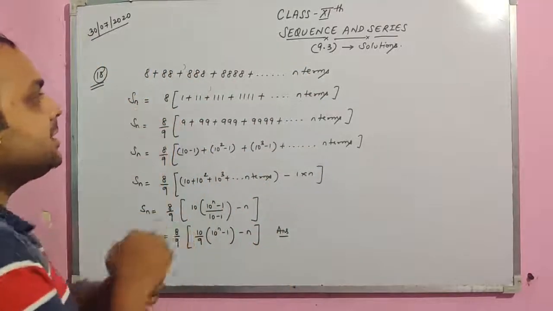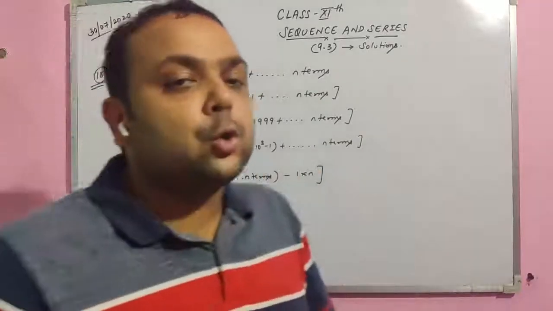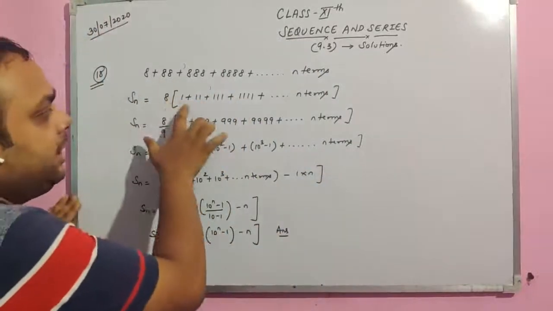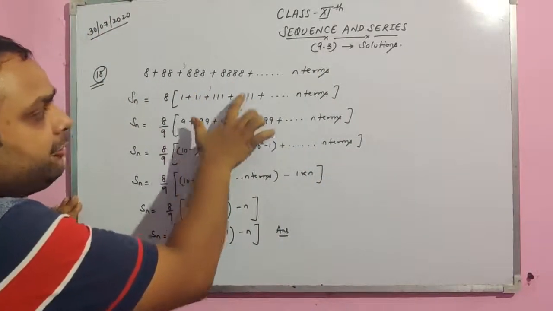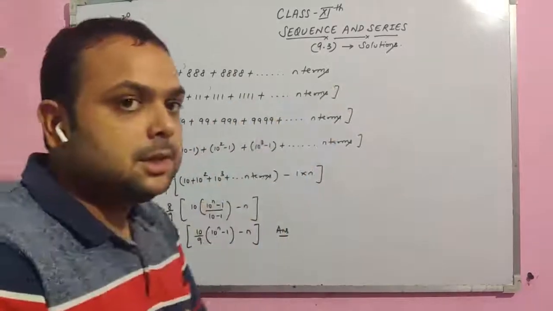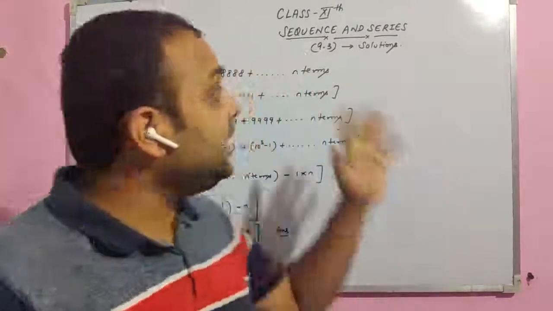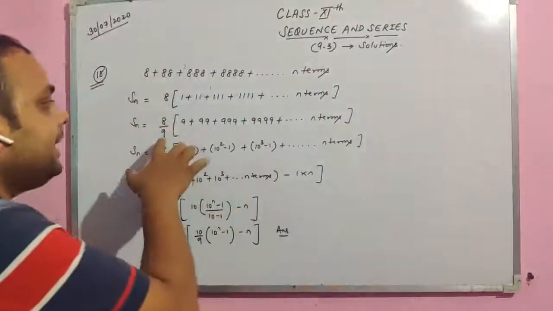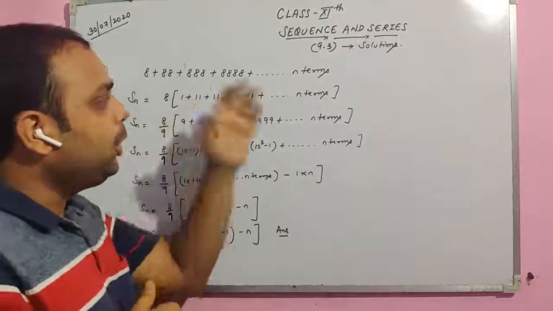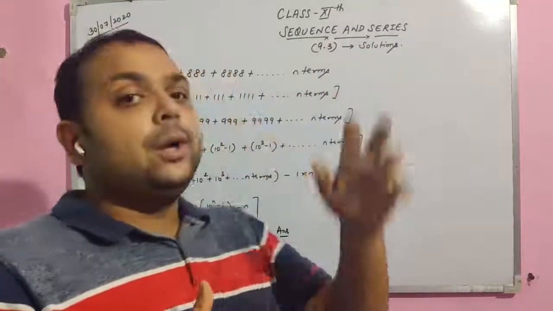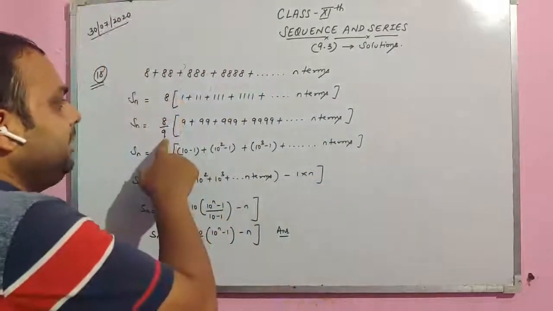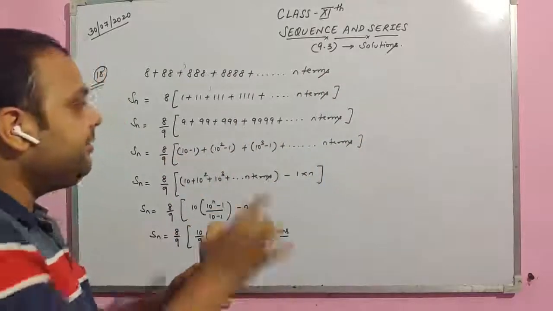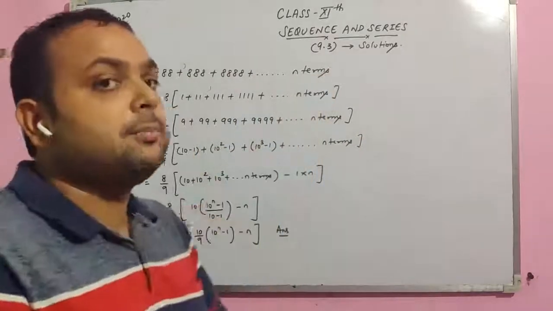Now this is written like this, taking 8 common. This is a format question, we have to follow the format very carefully. Take 8 common. What we have: 1, then 11, then 111, then 1111 up to n terms. Whenever you see this type of question containing the same digits, we need to multiply and divide the whole expression by 9. So what we get: 9, 99, 999 and so on. We have divided by 9 and multiplied the whole expression by 9.